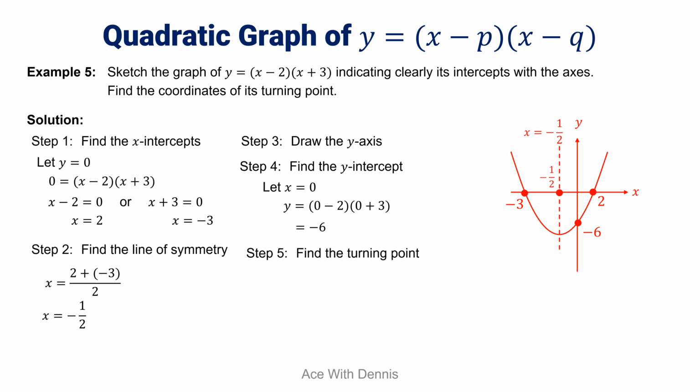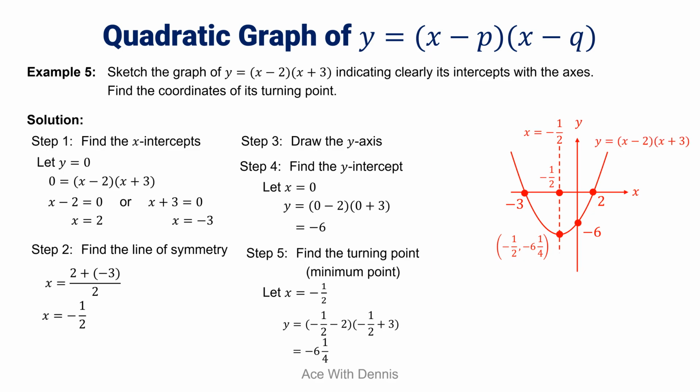Next, step number 5, find the turning point. For this case, it is a minimum point because it is a smiley face. To find the minimum point, the x-coordinate of the minimum point is negative half. We will substitute it into the equation. We get y equals (negative half minus 2) times (negative half plus 3). Then we get negative 6 and 1/4. So the coordinates of the minimum point will be (negative half, negative 6 and 1/4). Finally, label the graph. The equation is y equals (x minus 2) times (x plus 3).